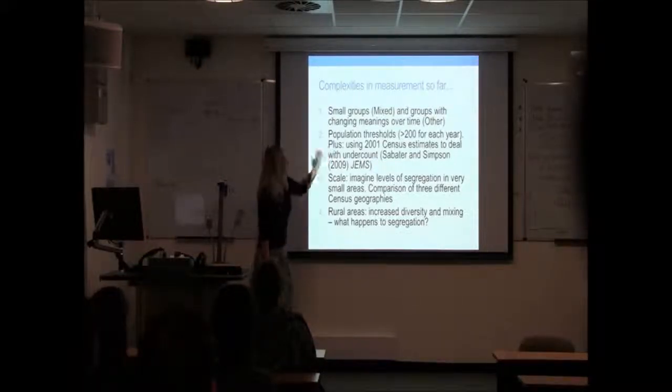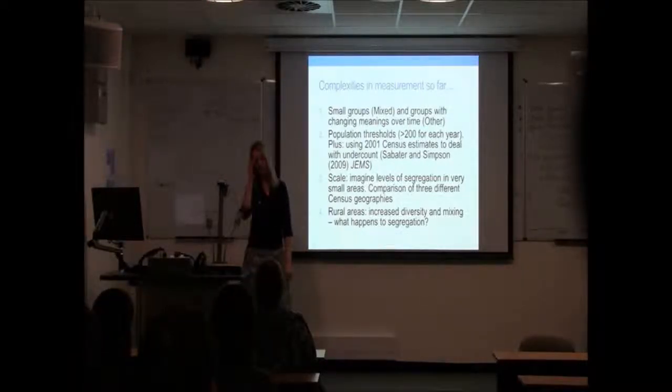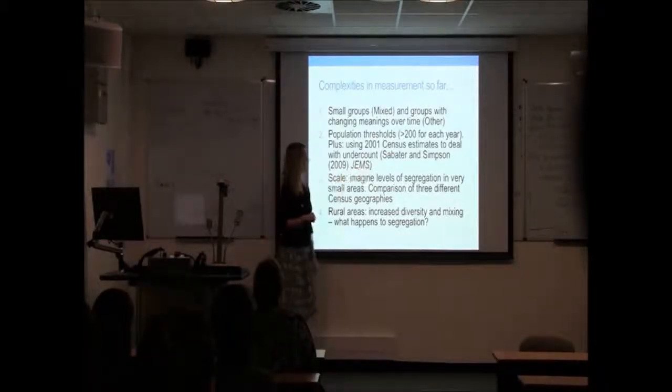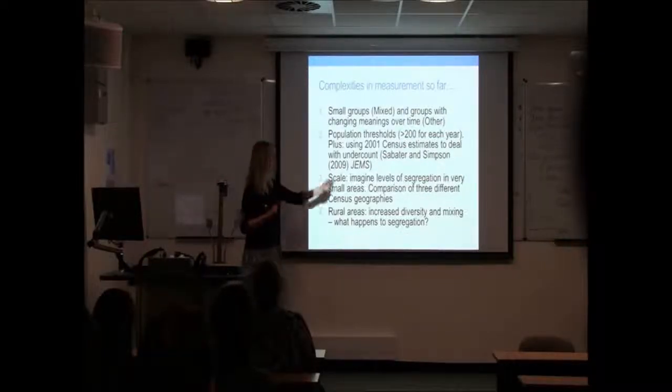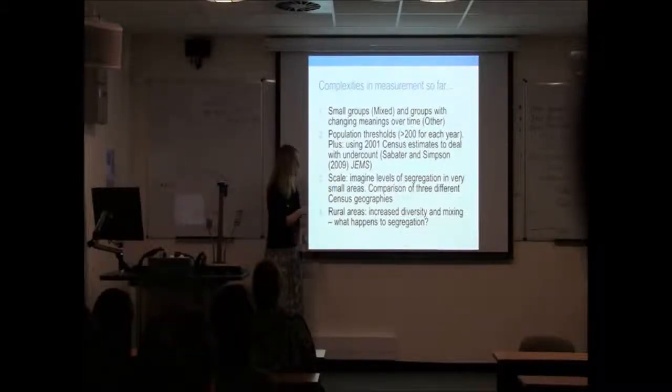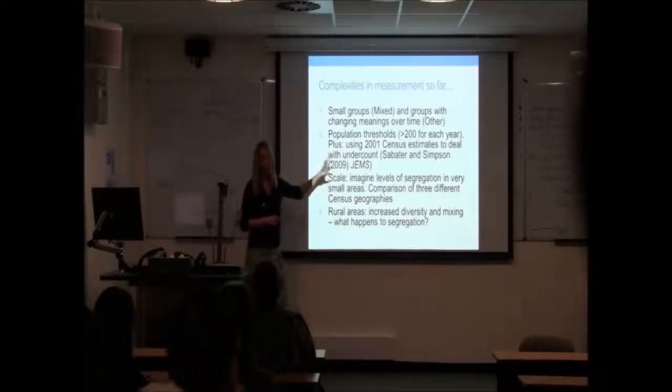In the 2001 census, there was a reasonable amount of undercount, and that disproportionately affected ethnic minority groups and populations in urban areas. So some work by Albert Sabater and by Louis Simpson, that's now published in the Journal of Ethnic and Migration Studies, was to deal with that undercount and to produce census estimates. That was Albert's PhD a few years ago. So these data are arguably more sensible to use, so that's what I used as my base for 2001.